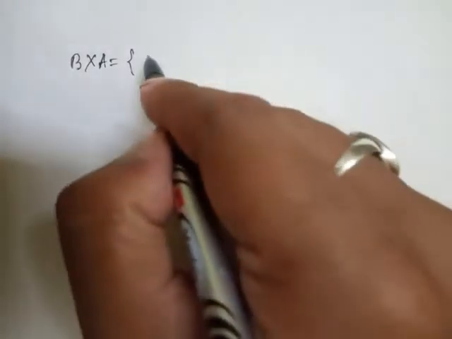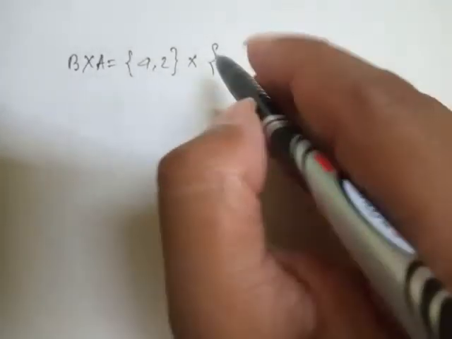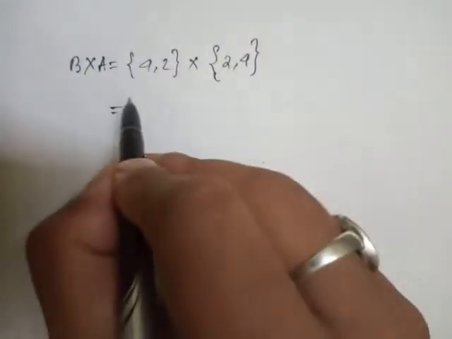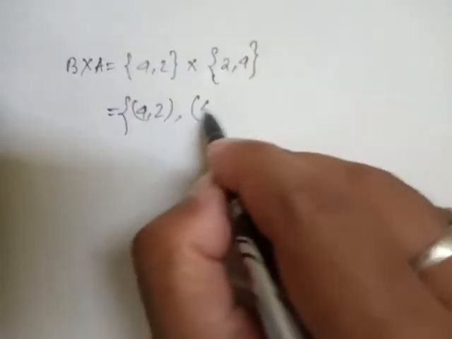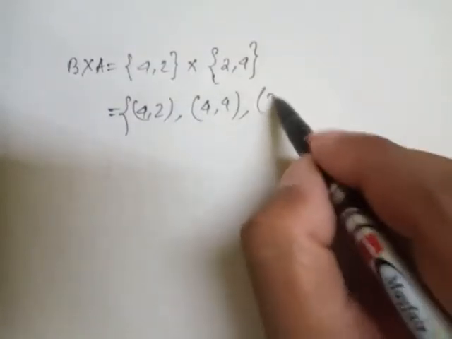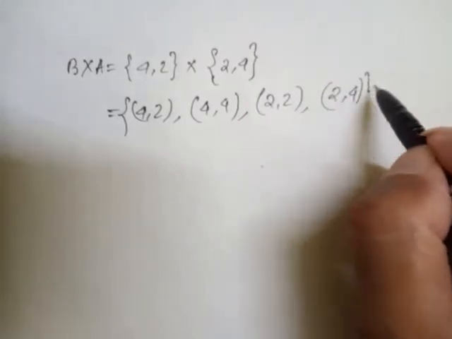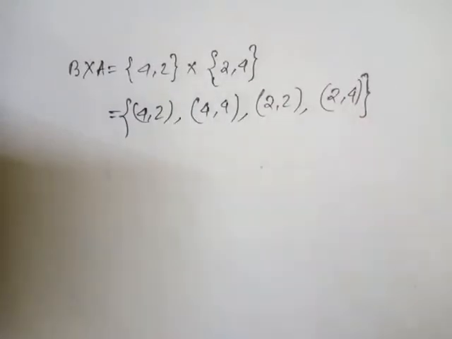Now the next one, B × A. The elements of B are 4, 2 and the elements of A are 2, 4. Now look, to find B × A, we write (4, 2), (4, 4), (2, 2), (2, 4), (4, 2), (4, 4), (2, 2), (2, 4). This is B × A.